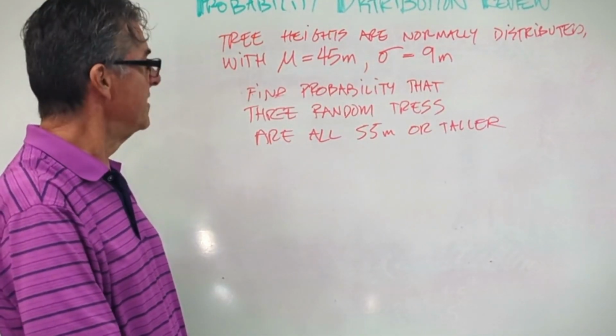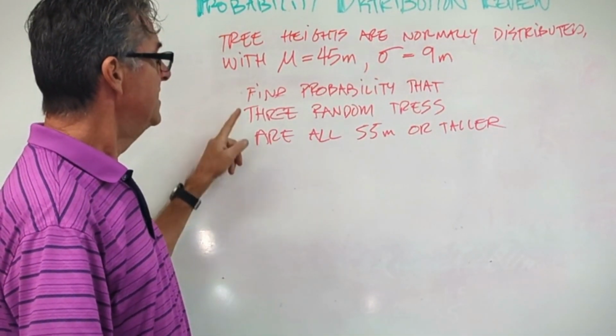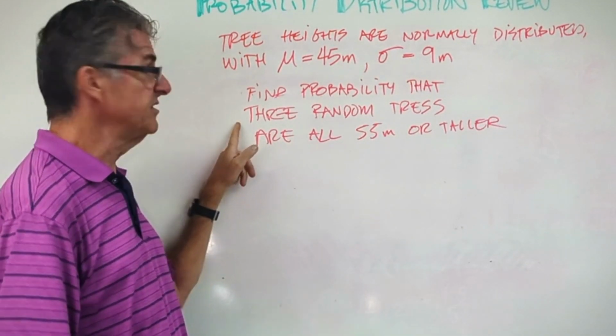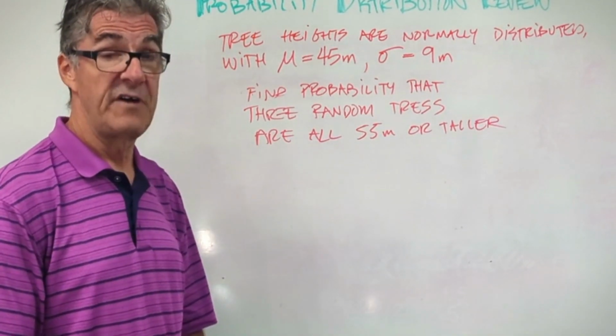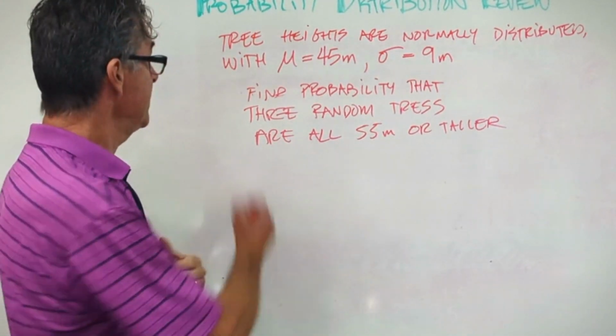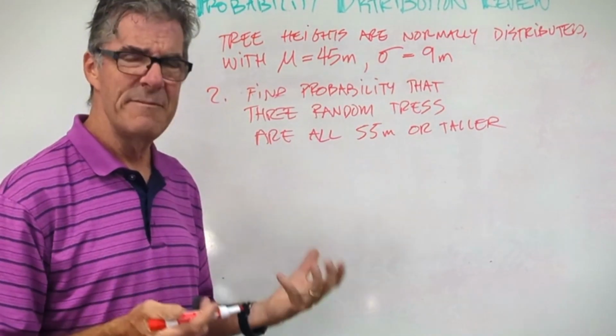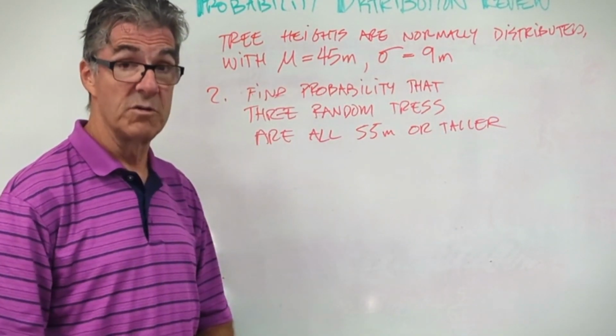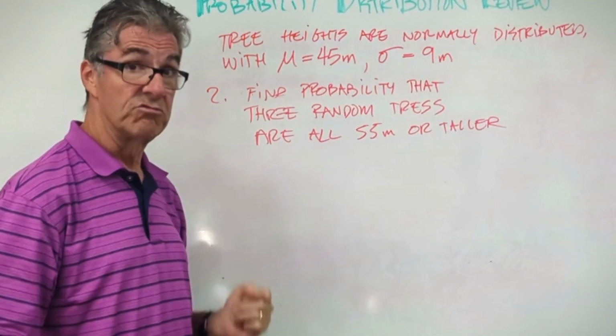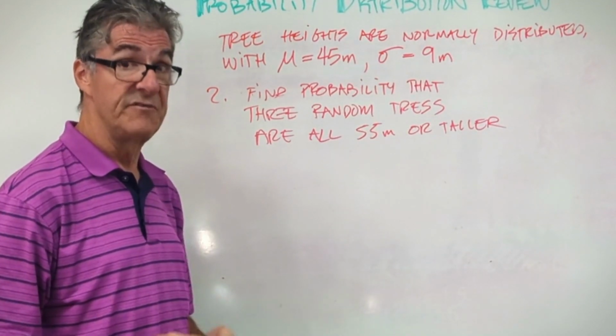All right, here's another one. Find the probability that 3 randomly selected trees are all 55 meters or taller. So think about that. This is number 2. Think about that for a minute. It's actually a straightforward calculation. You just have to pull out the right formula for that. So pause the video, see if you can do that.